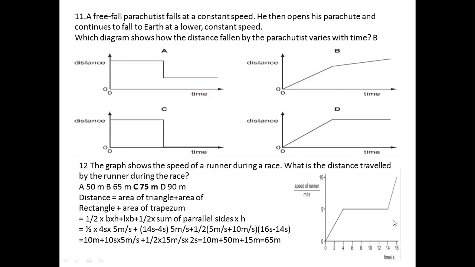So I hope it is clear. The last portion, the last area, is a trapezium. It has two parallel sides, one is 5, other is 10. And height will be equivalent to 16 minus 14. So on simplification, area of triangle becomes 10 meter. Area of rectangle becomes 50 meter. Area of trapezium becomes 15 meter. And the final answer is 65 meter.